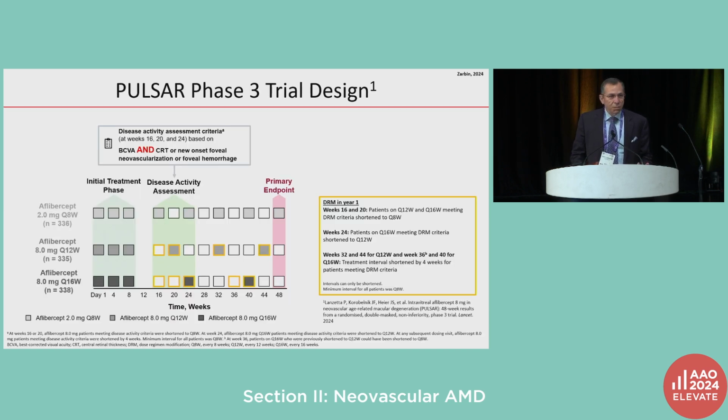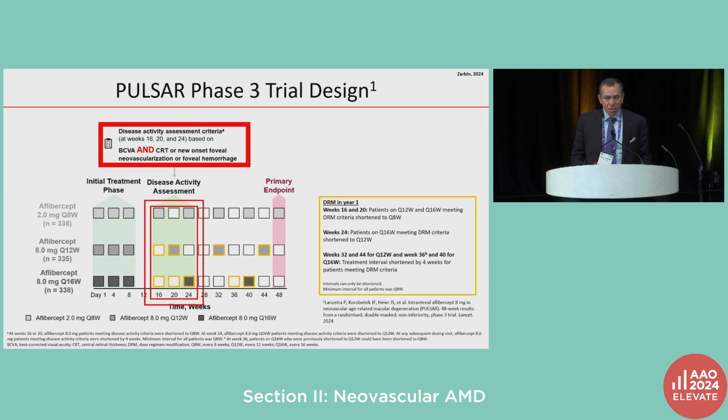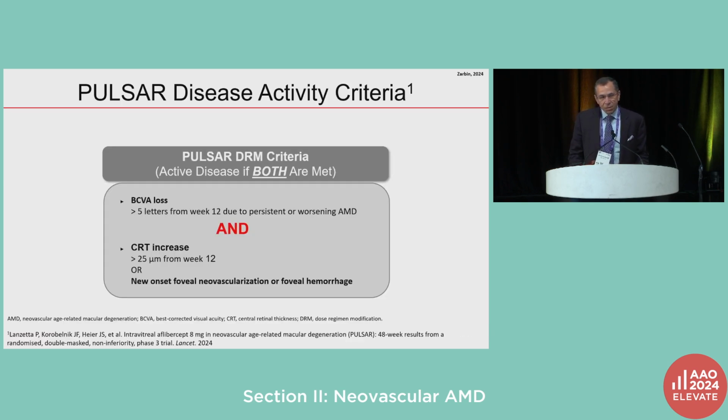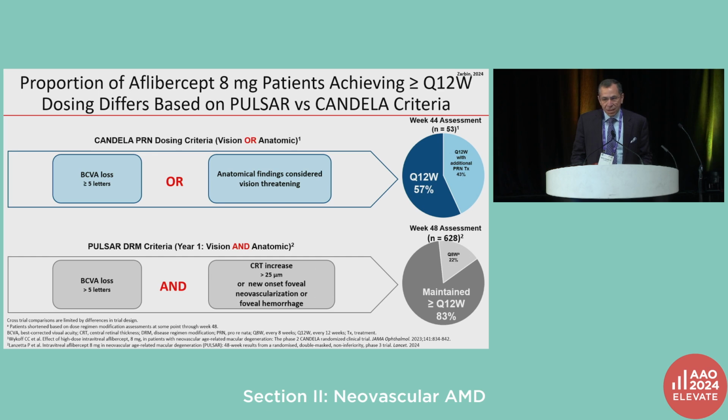Now, in contrast, in the much larger phase 3 Pulsar trial, 2 milligram aflibercept Q8 was compared to 8 milligram Q12 and 8 milligram Q16 with disease activity assessments at weeks 16, 20, and 24. But in contrast to Candela, in Pulsar a change in vision and a change in anatomy were required to mandate an injection. So when we see that in Candela, about 57% of the patients could be controlled with injections every 12 weeks or longer, it may not be surprising that in Pulsar, 83% could be maintained with injections every 12 weeks or longer.